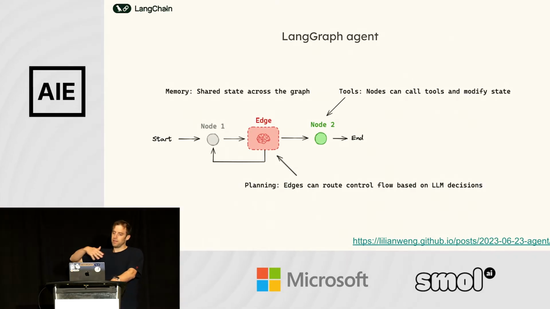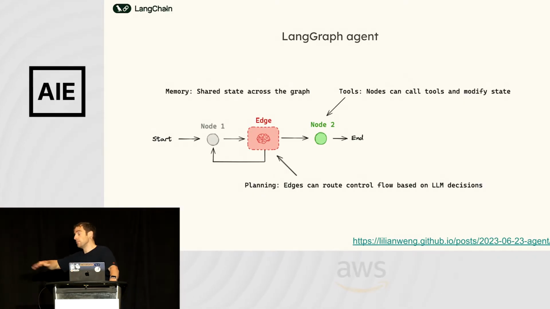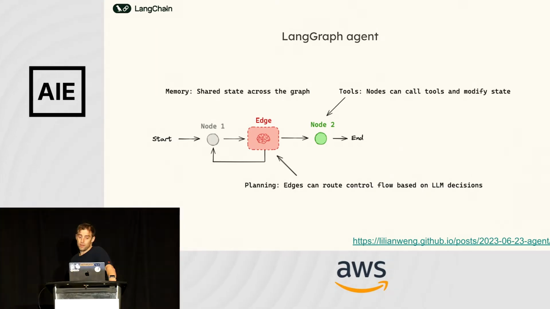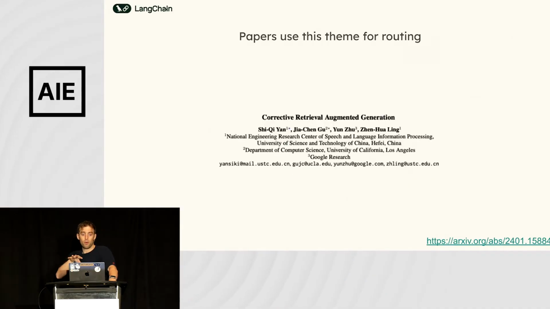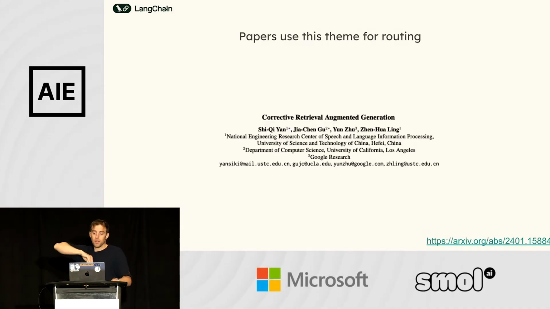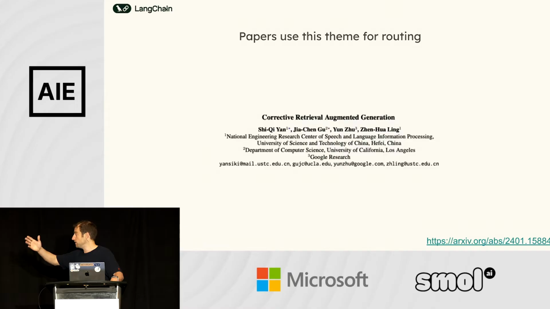So you basically have this idea of memory, and this is the same as common agents, right? Agents are characterized by having tool calling and short-term memory as well as planning. Those same things are present in LangGraph. Memory is this state that lives across your graph. Tools exist within your nodes. And planning, basically, you can incorporate LLM-dictated decision-making in the edges of your graph.